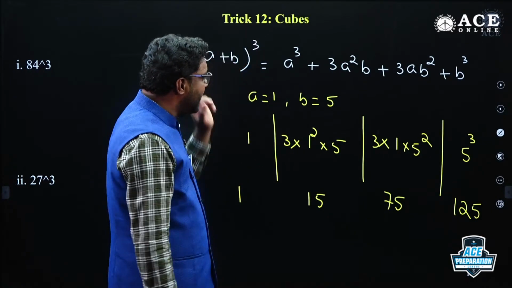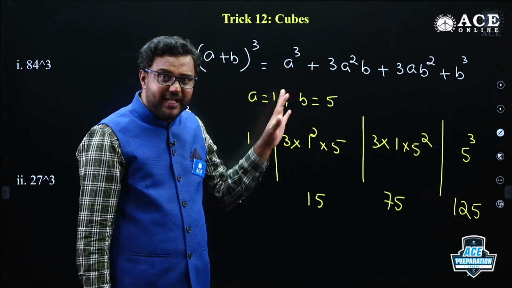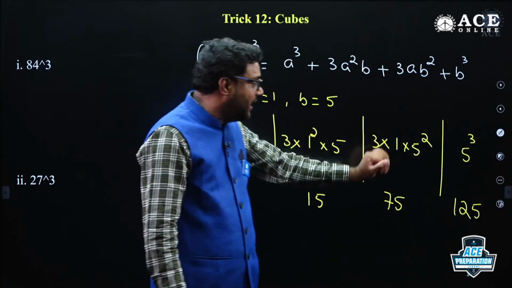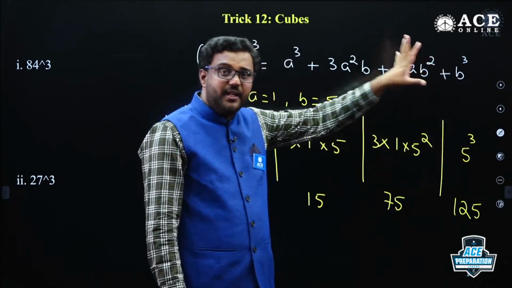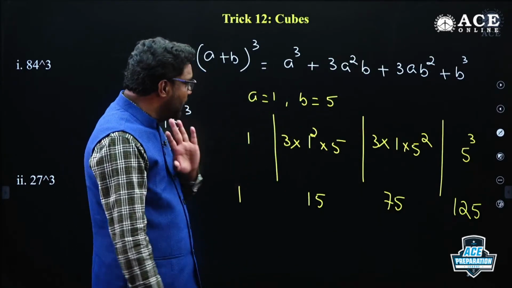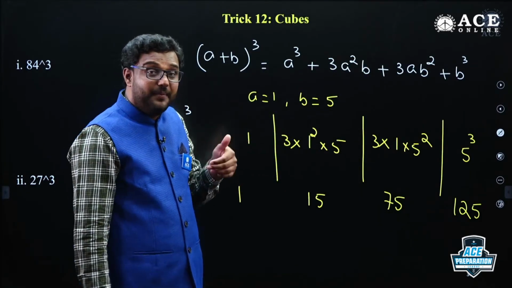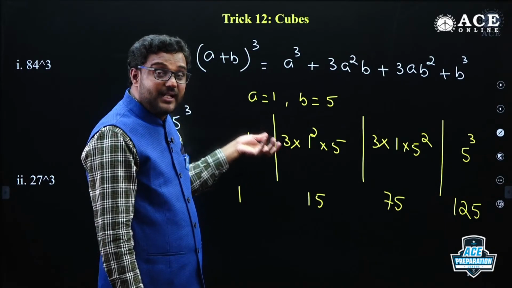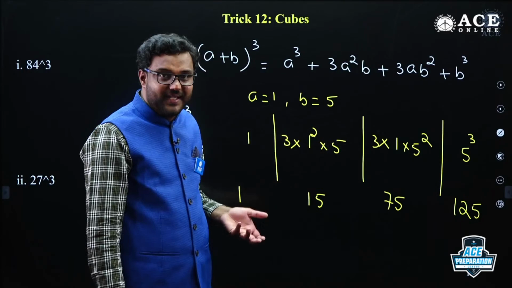You can put it like 15 cube means take a value 1, b value 5. A cube term here, here 3a square b, here 3ab square, b cube. For 15 cube, don't take it like 10 plus 5, take it like 1 only. Actually this is 10 cube, which means this is in the thousands place. We are fixing the position, no issues with that.